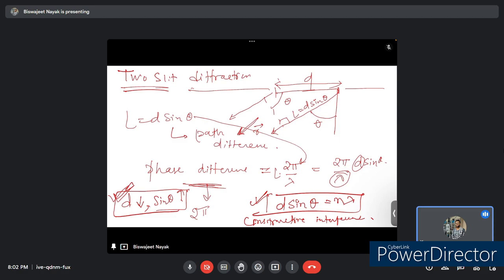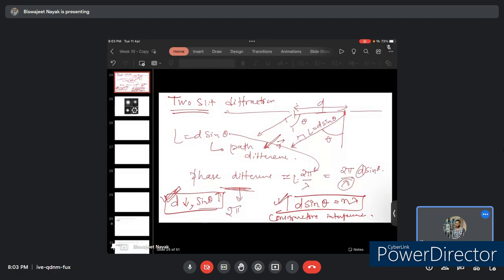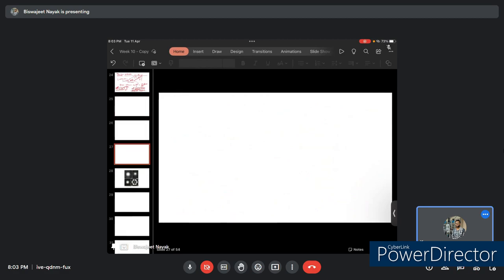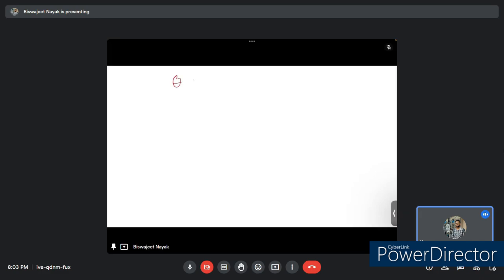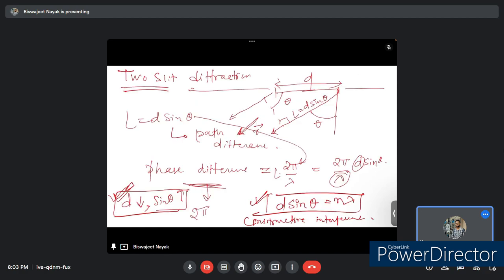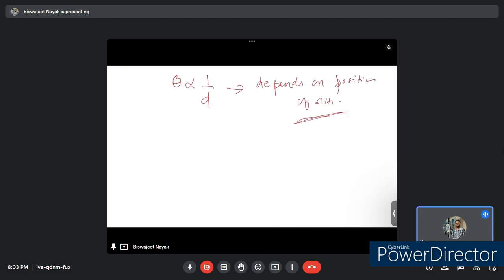So from this we can say when two wavelets are in phase, then they add up, and when they are opposite to each other, then they cancel each other and the net resultant becomes zero. This relation between theta and d totally depends on the position of slits. So this is a condition which we got from two slits.